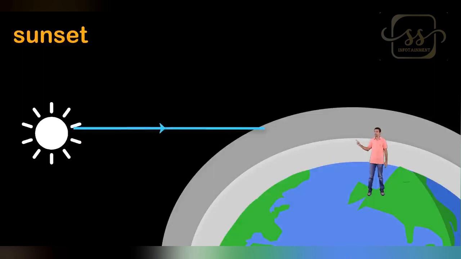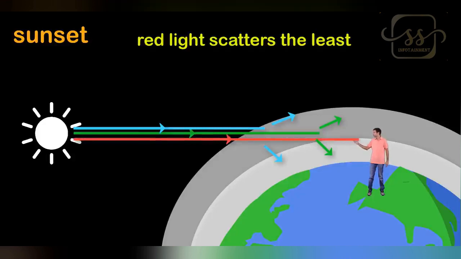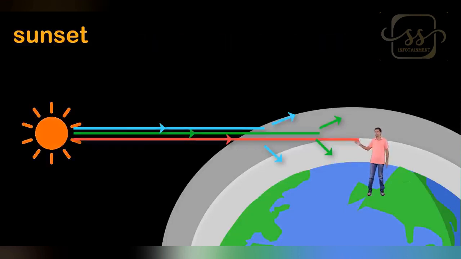Now blue light has the shortest wavelength, so it gets scattered the most. Let's say it gets scattered so much from our line of sight that no blue light reaches our eyes. Similarly, green light is also scattered a lot and it does not reach our eyes. Red light, which has the largest wavelength, reaches our eyes because it is scattered the least. So what will be the color of the sun? That's right, the sun appears red to us.